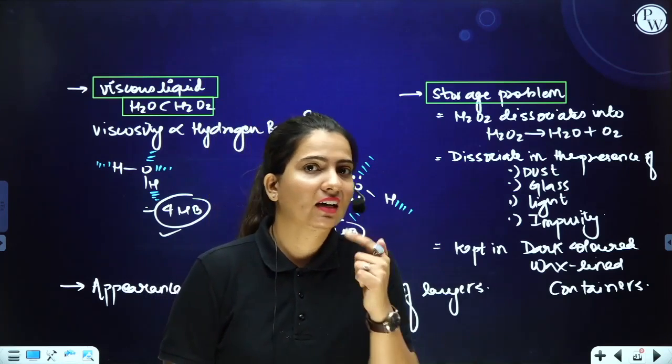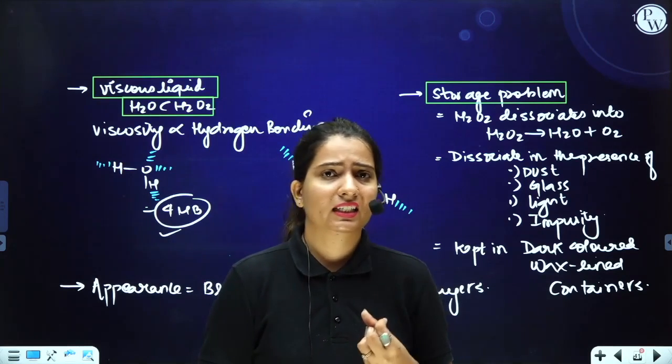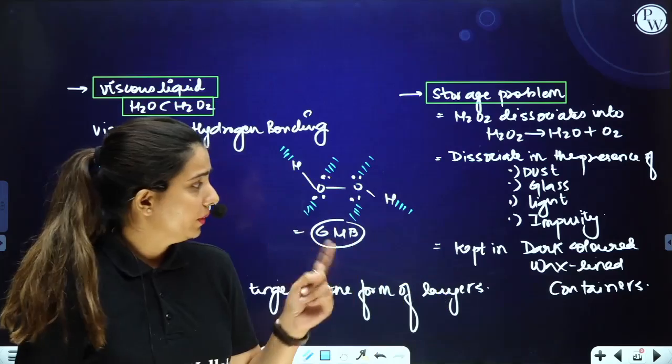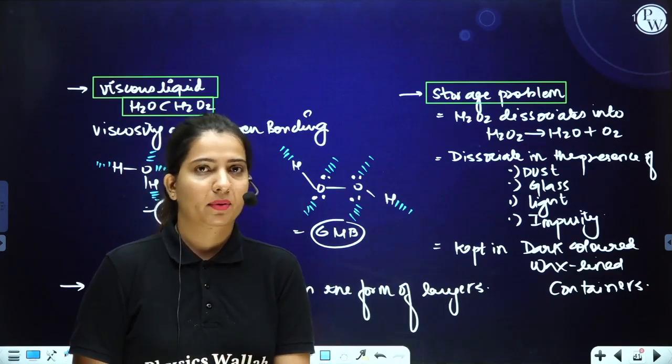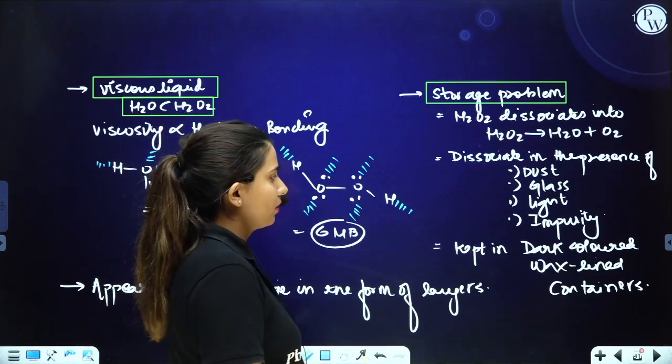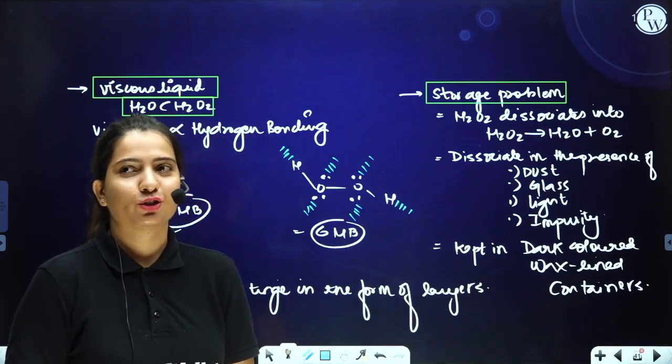So we have dark colored containers, very dark brown colored containers, right? And they should be of wax. They should not be of glass. In the presence of glass also it breaks. Okay, so you have to remember that it has a problem associated with its storage also.